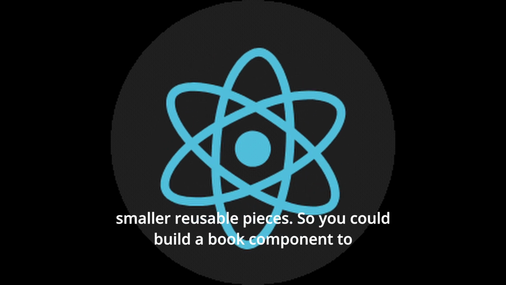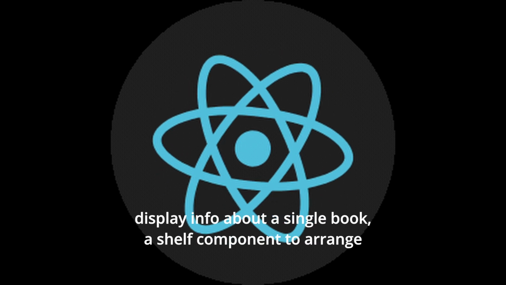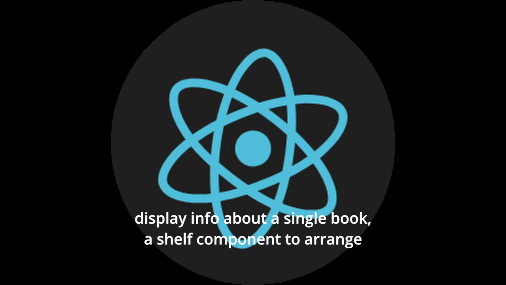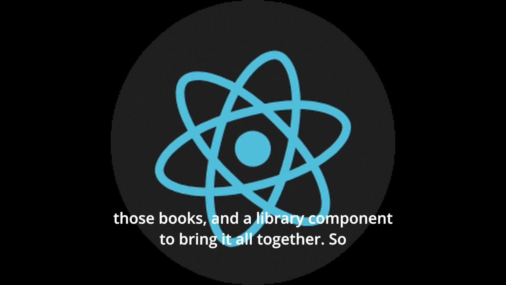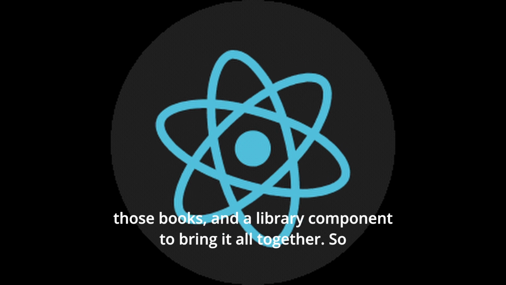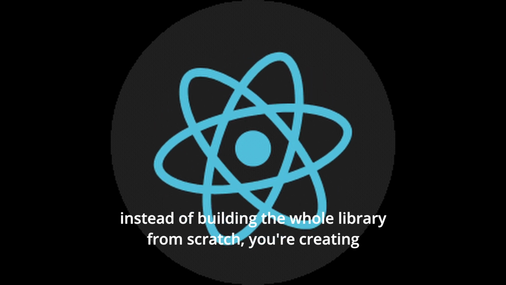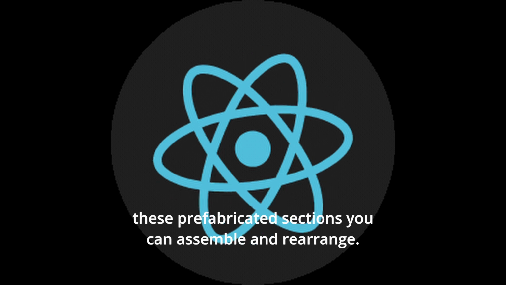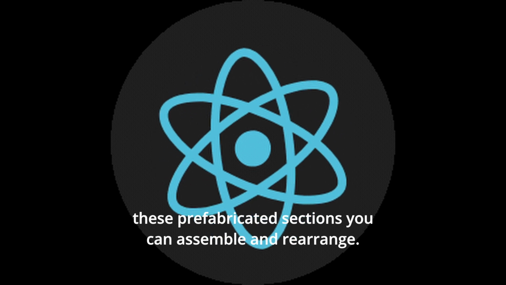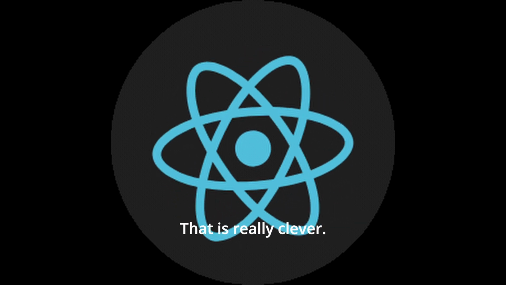So you could build a book component to display info about a single book, a shelf component to arrange those books, and a library component to bring it all together. So instead of building the whole library from scratch, you're creating these prefabricated sections that you can assemble and rearrange. It's pretty clever, right? That is really clever.